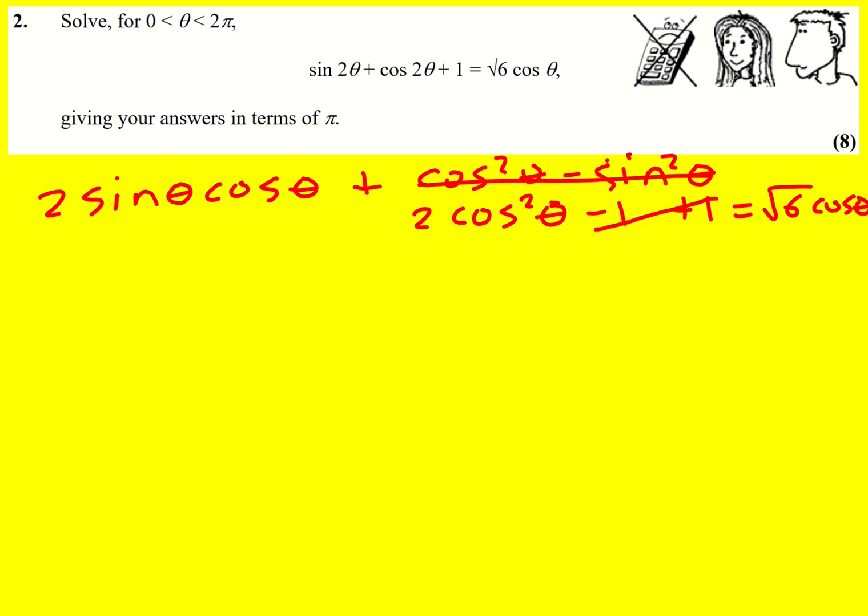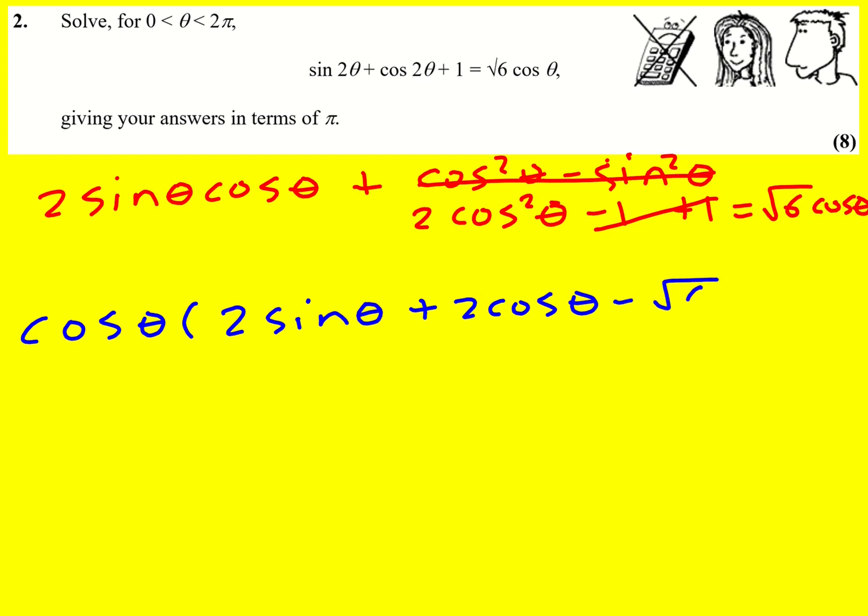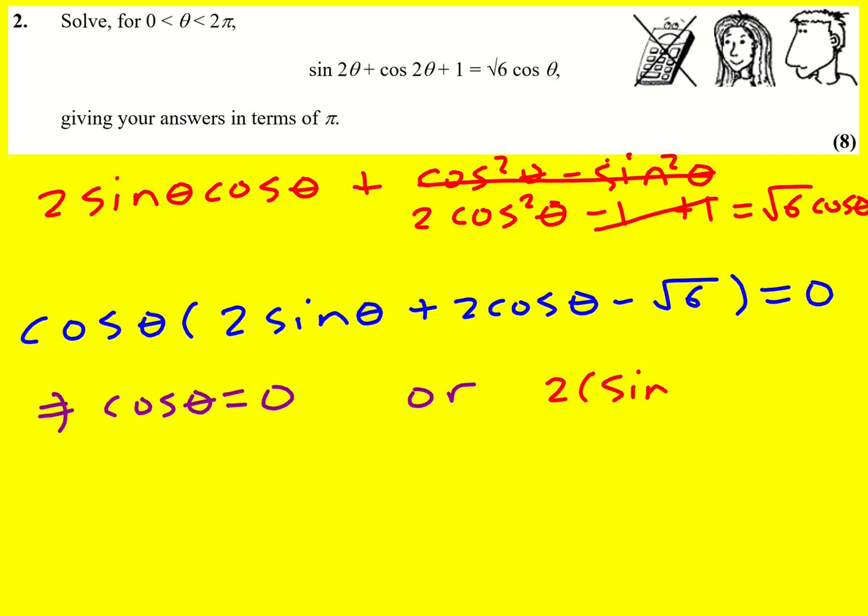Now we can factorize out that cos theta. So it's going to be cos theta times (2 sine theta plus 2 cos theta minus root 6) equals 0. This implies cos theta is equal to 0, or 2 lots of sine theta plus cos theta will equal root 6.